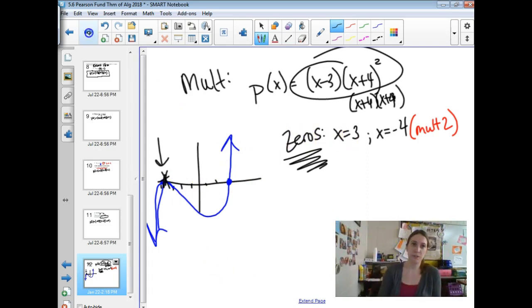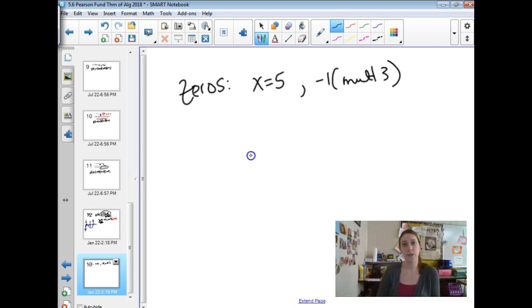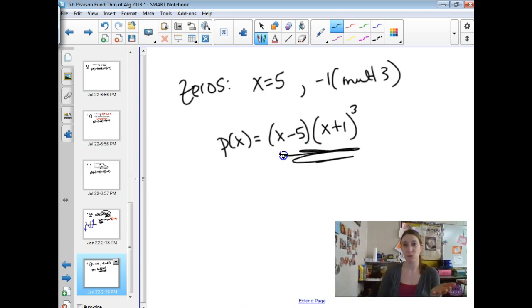The other issue with the idea of multiplicity is if I tell you that you have zeros at x equals 5, -1, multiplicity 3. When you go to write your polynomial, you have to indicate the multiplicity with an exponent. So x equals 5 would be the factor x minus 5, but when your factor of x plus 1 has multiplicity 3, that means it shows up 3 times. So that's what your polynomial is going to look like for us when there's multiplicity of more than 1.